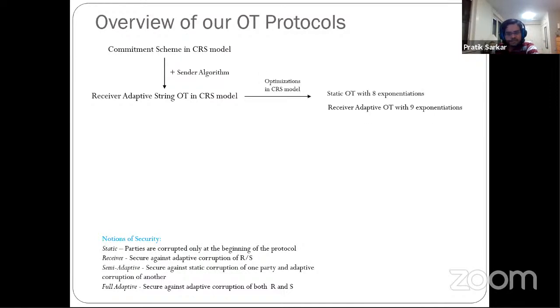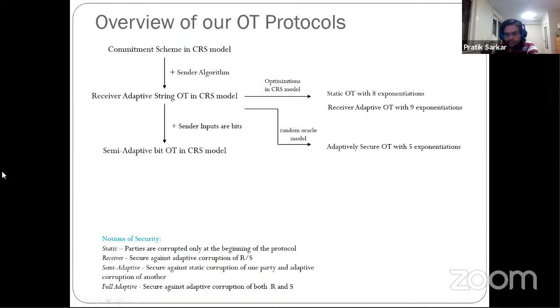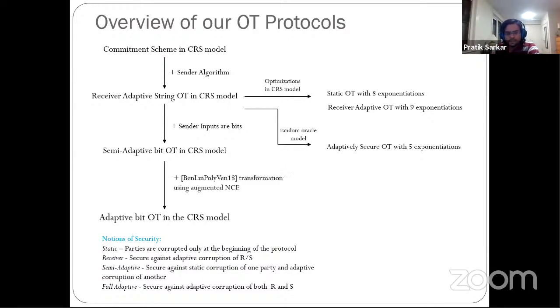By optimizing our previous protocols, we can obtain our efficient protocols, and we can obtain a semi-adaptive OT by considering bit inputs for the sender in the previous construction of the receiver adaptive OT. Finally, we obtain full adaptive security by considering the BLPV transformation, which transforms any semi-adaptive OT to adaptive OT using augmented NC. And the augmented NC can be instantiated from DDH.